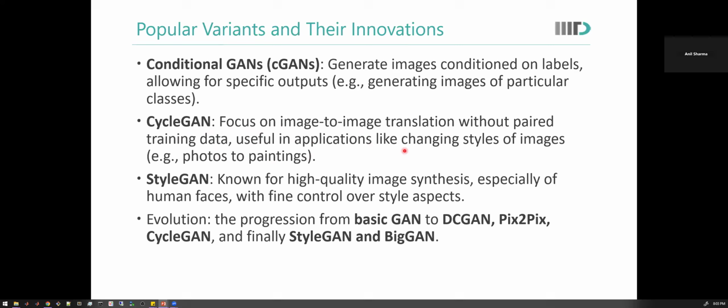Okay, so it is useful in applications like changing styles of images, for example, photos to paintings, or maybe summer to winters. I think summer to winters could be classified into pix2pix, when there is a pair to pair image translation. So these models, for example pix2pix and cycle GAN, can allow creative transformation across different image domains, such as converting sketches to photorealistic images.